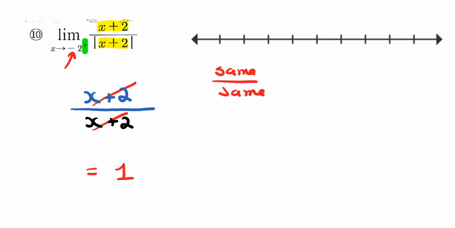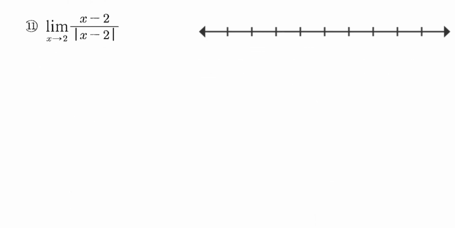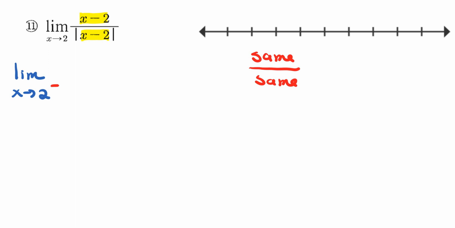Okay, let's move on to question number 11 here. And for question number 11, it's another absolute value problem. I noticed that x minus 2 and x minus 2, we have the same situation where we have the same function over the same function. So what we're going to do is get rid of the absolute value signs. And for this particular problem, we definitely have to evaluate the absolute value function from the left-hand side, and we also have to evaluate it from the right-hand side.